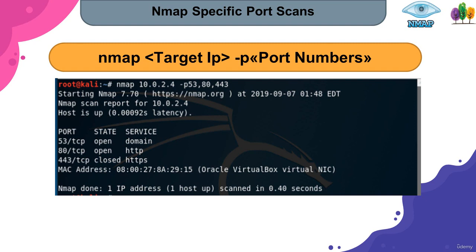For example, let's scan some of the TCP and UDP ports on our Metasploitable VMs that we've already set up. We can scan the most commonly used TCP 80 HTTP port, TCP 443 HTTPS port, and UDP 53, which is the DNS port, in sequence. Open VirtualBox, open Kali Linux, open Metasploitable, and log into the Kali Linux VM. Open Terminal and write the command nmap 10.0.2.4 -p 53,80,443. Press enter.